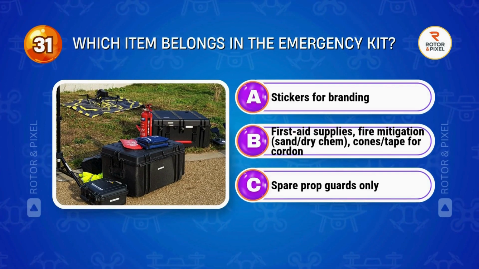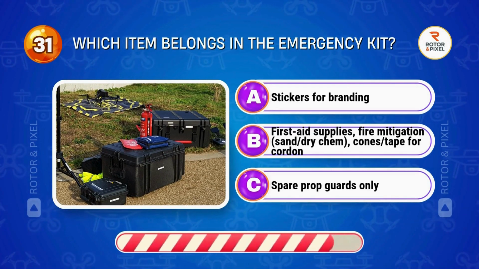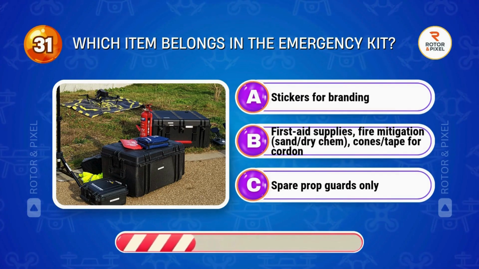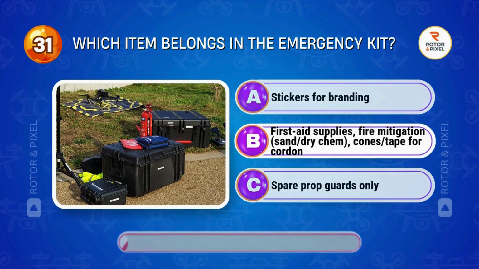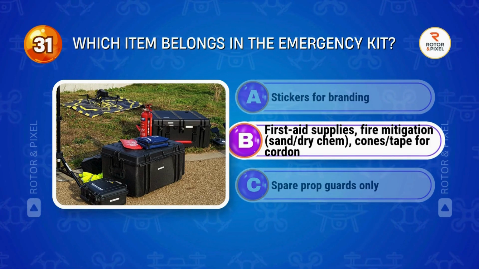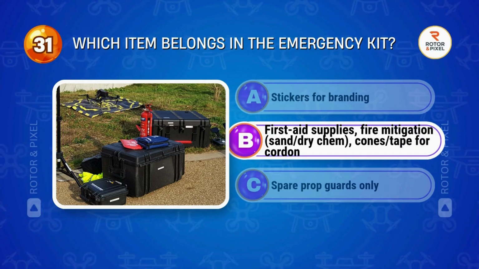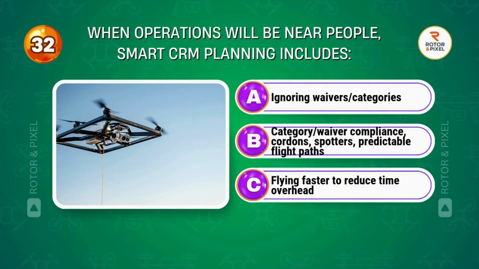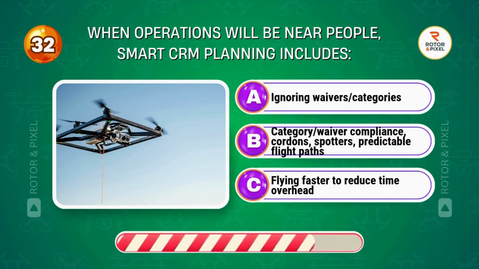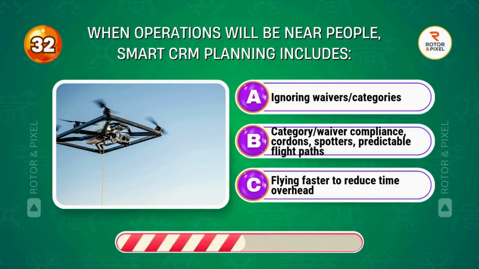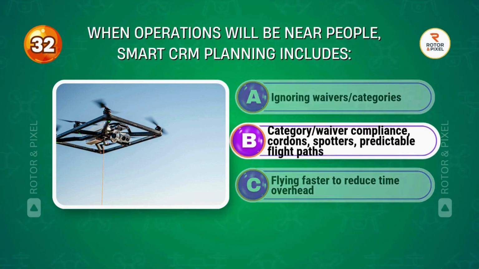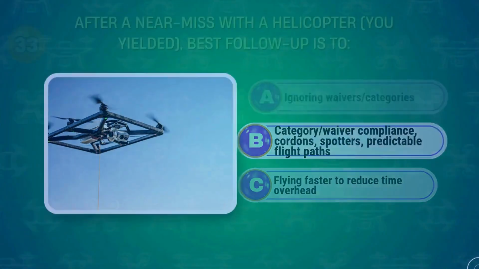Which item belongs in the emergency kit? Answer B, first aid supplies, fire mitigation, sand/dry chem, cones, tape for cordon. When operations will be near people, smart CRM planning includes... Answer B, category/waiver compliance, cordons, spotters, predictable flight paths.